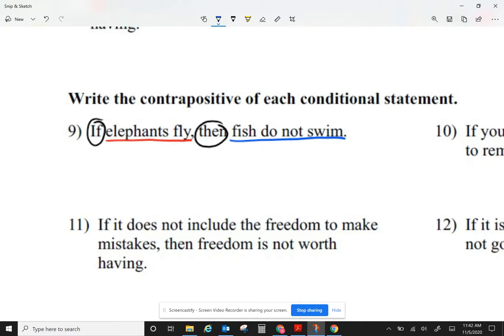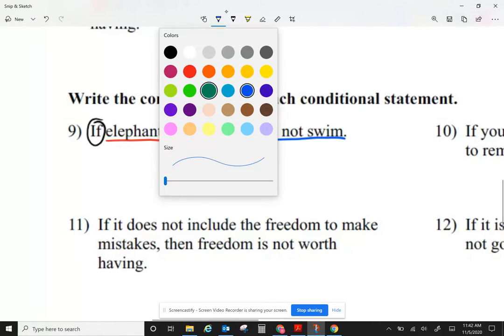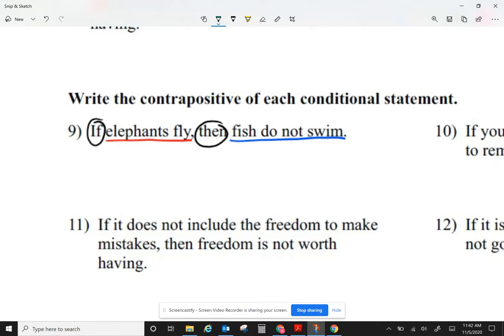So if I was asking just what's the hypothesis, elephants fly. What's the conclusion? Fish do not swim. Now, for the contrapositive, hypothesis and conclusion are going to switch places. So the hypothesis is going to become the conclusion, and the conclusion is going to become the hypothesis, and I'm going to negate each of them.